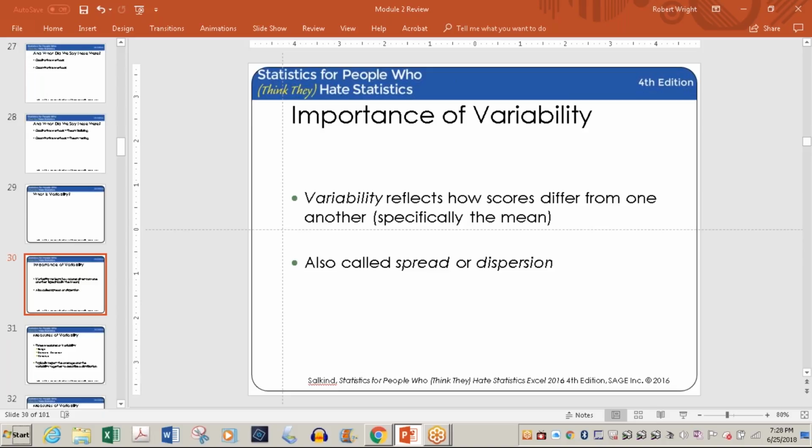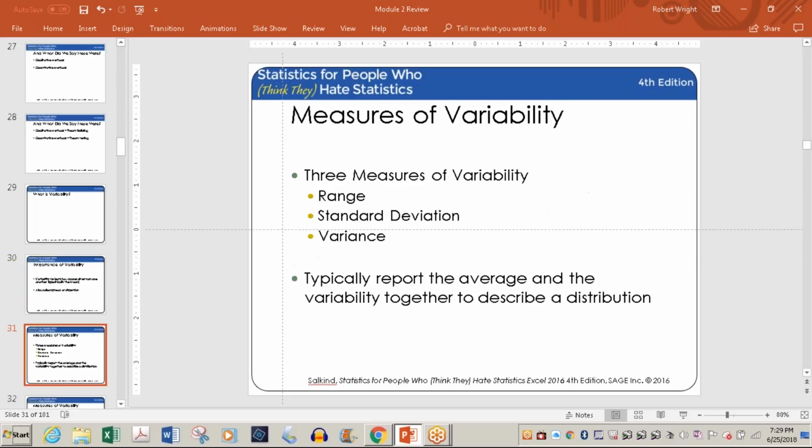Now, this can be very important, and a lot of times you'll see the mean and variability reported together in a survey, because the mean will tell the average, but the variability will show how much above and below that average the scores appeared. It can be measured in different ways. One way is the range, one way is standard deviation, another one is variance. And as I said, typically you report average and variability together to describe a distribution.